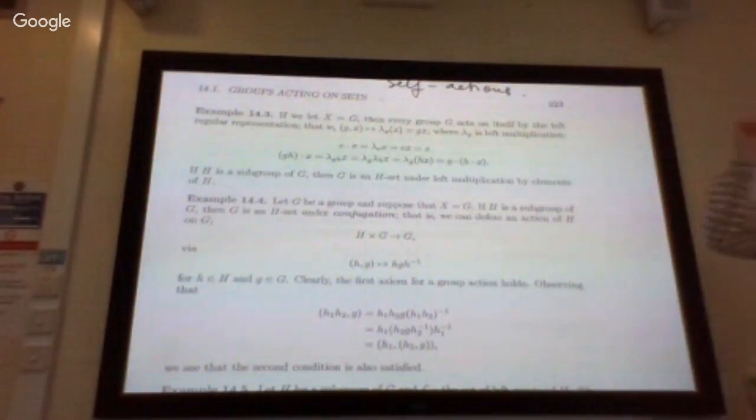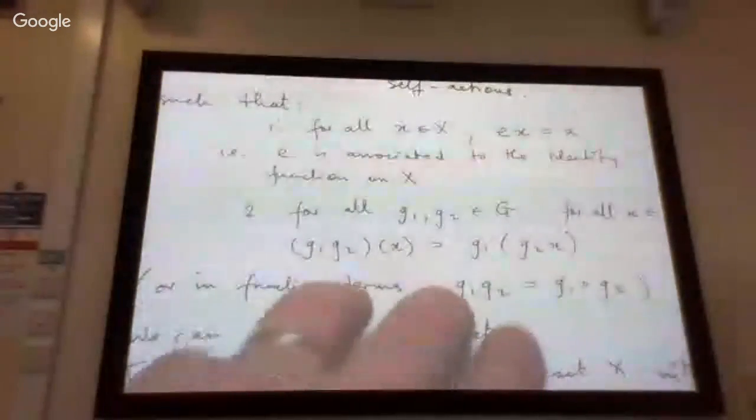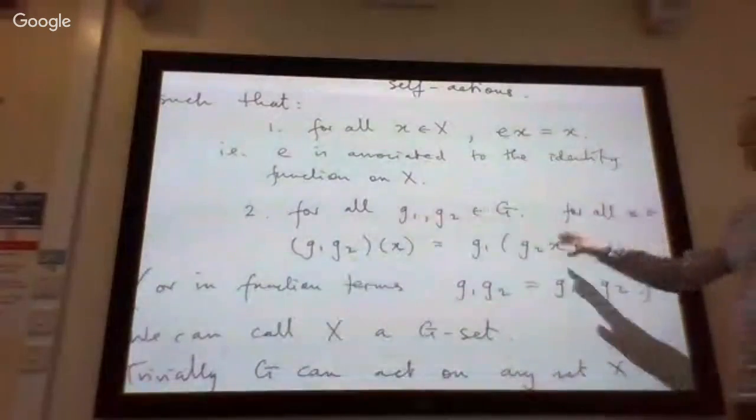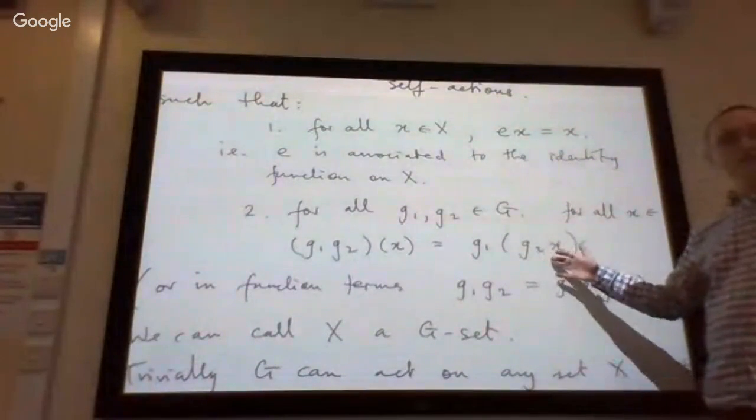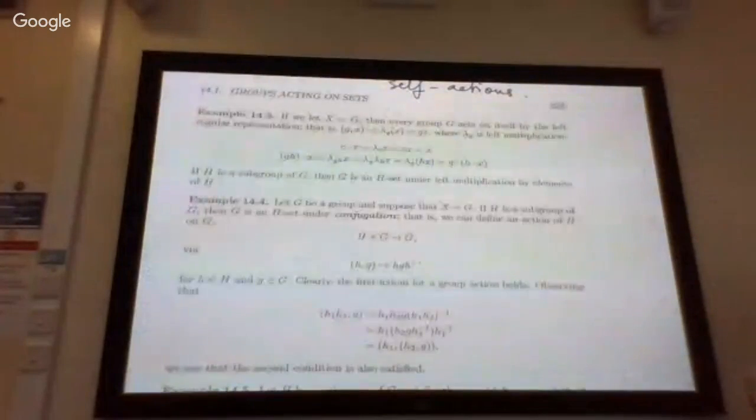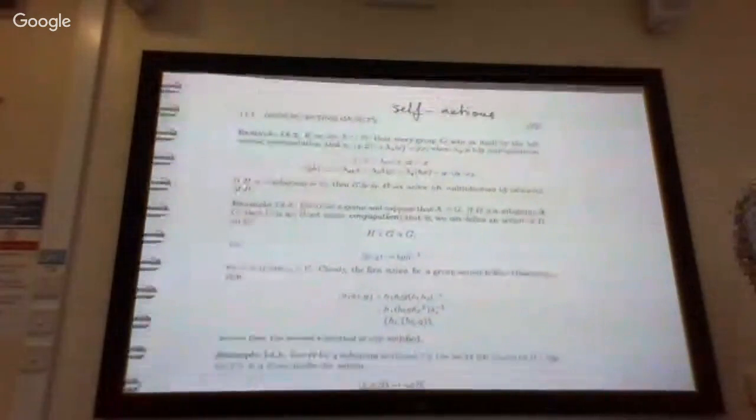And the second condition, condition number 2, that the group action had to satisfy, this then just becomes an instance of the associativity law in the group G itself. So that's naturally immediately satisfied.